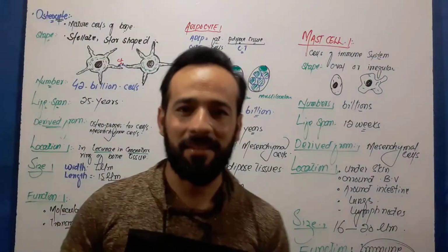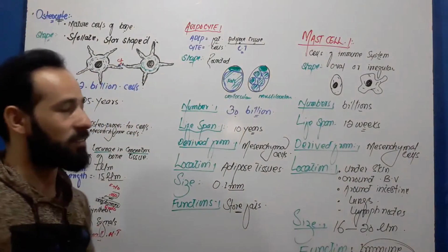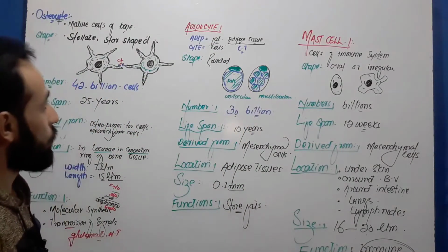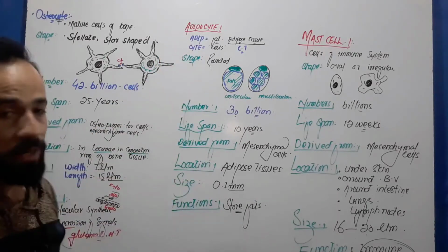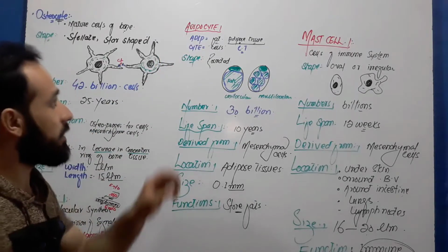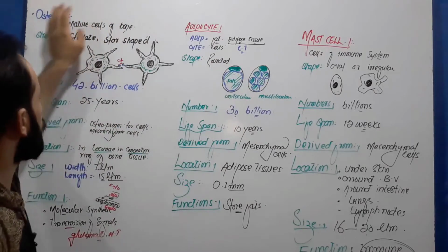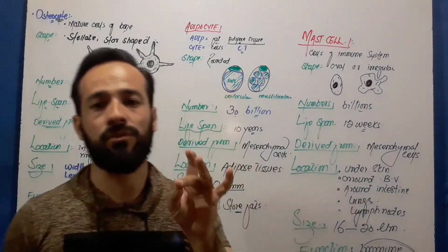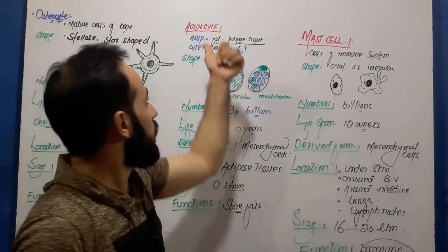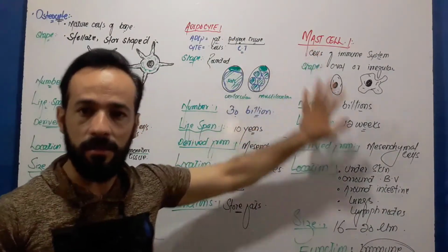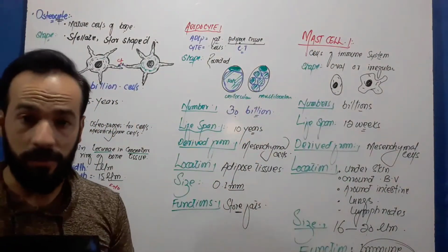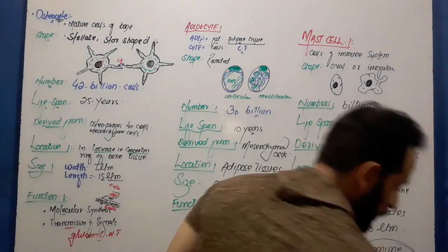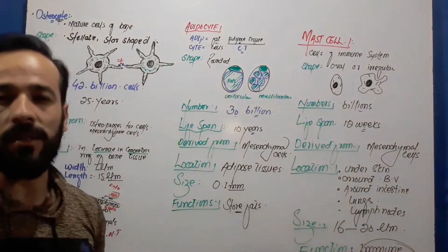Hello friends, welcome back. We are discussing the cells of the connective tissue. Up to here we have discussed the adipocyte, or the cells of the adipose tissue. Osteocyte, osteoblast, chondrocyte, chondroblast, adipocyte and mast cell have been discussed. Now let us go forward and discuss the other two types of connective tissue cells.